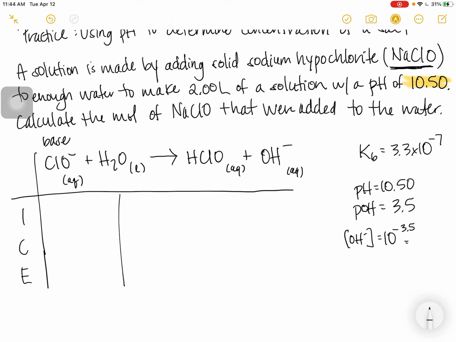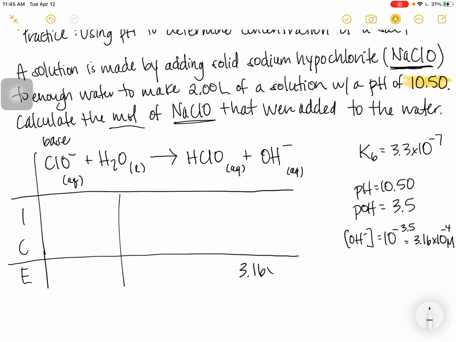So I can find that by taking 10 to the negative pOH, so 10 to the negative 3.5. And that's going to give me 3.16 times 10 to the negative 4 molar. Well, that's my concentration of the hydroxide ion. And so you might say, oh, then maybe I'm done. But remember, this question's asking me about, oh my goodness, how many moles of this thing were added to the water. So I need to fill out this ice chart.